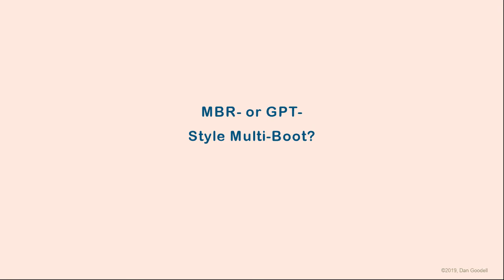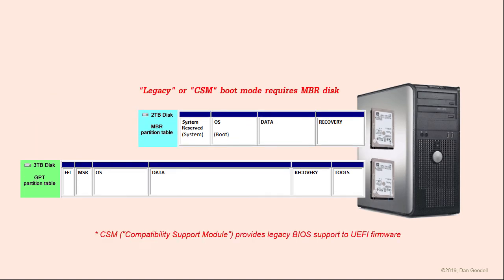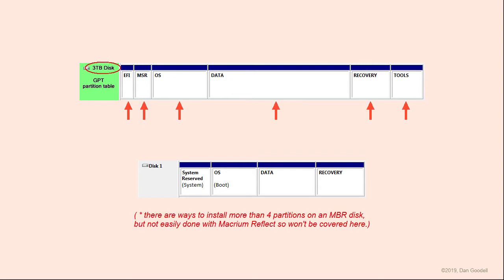There are a few factors which should be taken into account when deciding whether to build a GPT-style dual boot or an MBR-style dual boot. Naturally, if your computer hardware supports UEFI only or legacy only, you'll need to choose a compatible partitioning scheme. In addition, you'll want to choose GPT if you have a boot disk larger than 2 terabytes, or if you want to have more than 4 primary partitions on the boot disk.